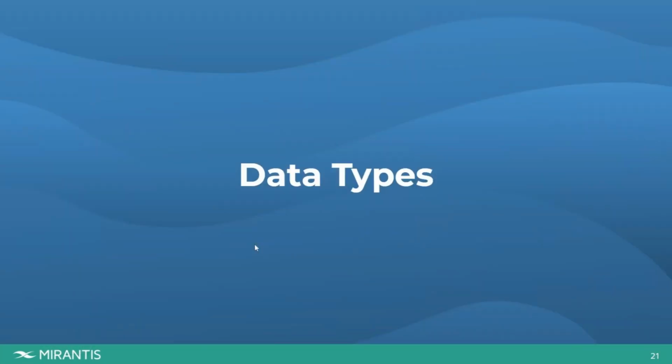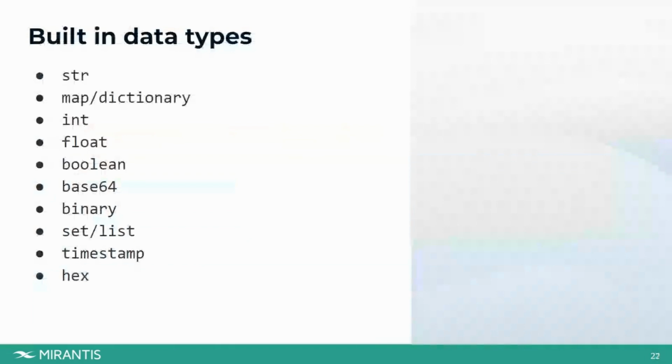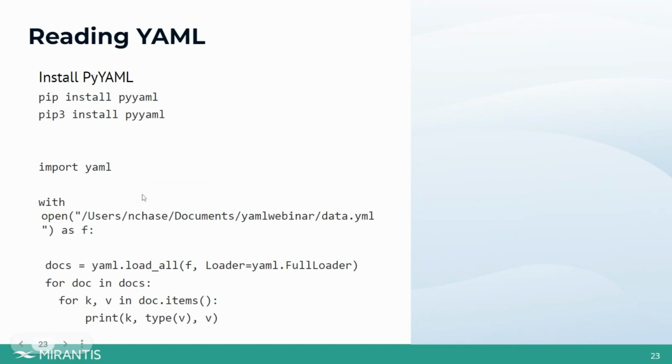Going back to where we are, data types. YAML has multiple built-in data types. You can see here, strings, maps or dictionaries, which would be those associative arrays we talked about, integers, floats, booleans, base 64 and binary data, sets and lists, which would be those sequences that we talked about, timestamps, and hex. So let's see an example of some of those.